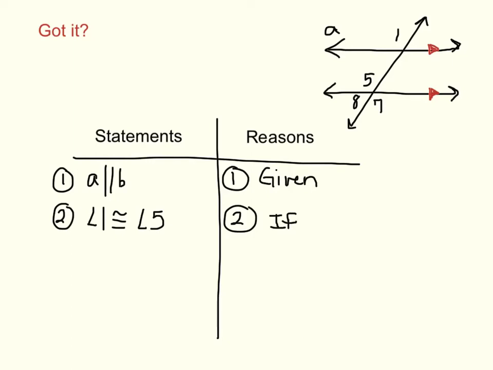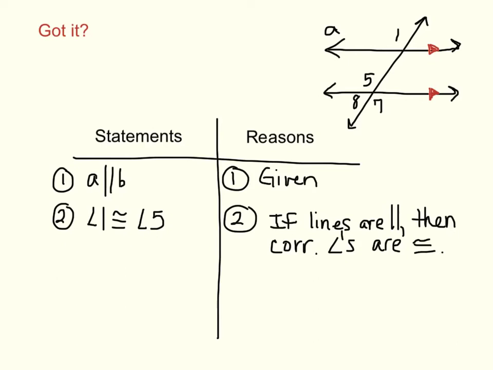if lines are parallel, and remember, abbreviate, if lines are parallel, then corresponding angles are congruent. And that's the corresponding angles theorem. So then step 3, we know that angle 1 is congruent to angle 5. We now can say angle 5 would be congruent to what? Angle 7. Why is angle 5 congruent to angle 7?